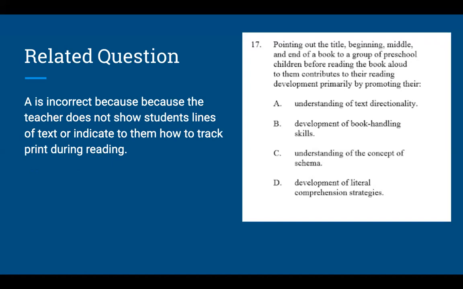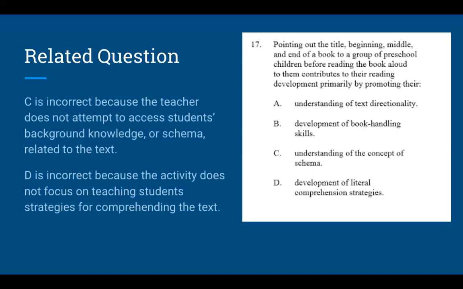And then A is incorrect because the teacher does not show the lines of the text or how to track print. Again, that left to right, top to bottom. We just know that she's showing them the parts of the book and then reading it. Then C is incorrect because the teacher does not attempt to access background knowledge related to the text. We don't know that. We just know that she's reading it aloud. And then D, the activity is not focused on teaching students comprehension strategies. We just know that she's reading it. We don't know the depth that they're going into it after.